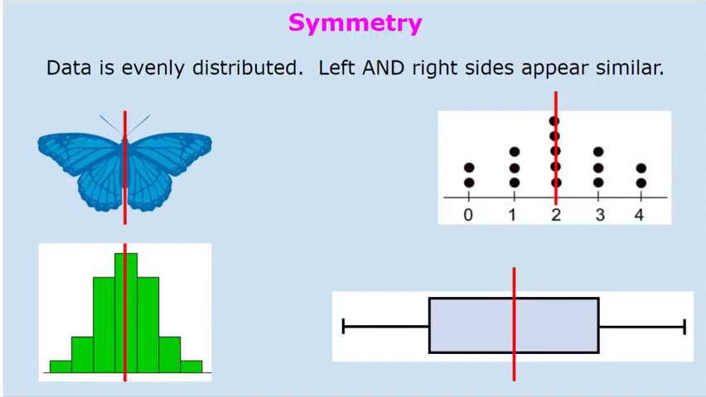In these four examples, a butterfly, a dot plot, a histogram, and a box plot, I've drawn a red vertical line through the center of each. If you look to the left and to the right of those red lines, I think you'd say each of these pictures suggest symmetry. Information or data is evenly distributed. The left side and the right sides appear similar. These are symmetrical.